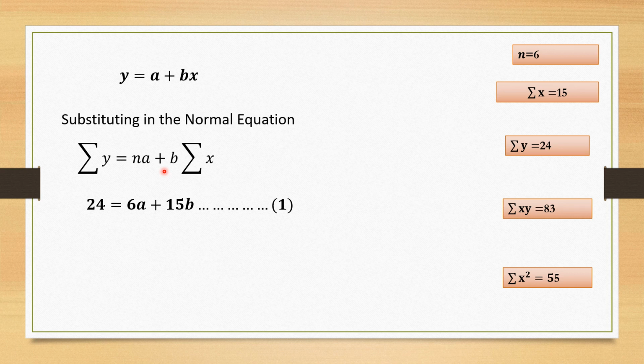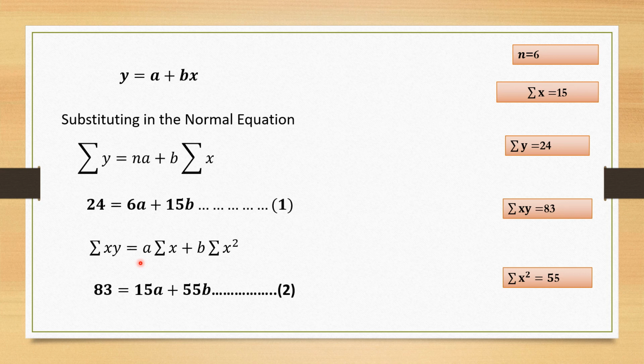Similarly, the second normal equation is got by multiplying by x and taking the summation. So we'll have summation xy is equal to a into summation x plus b into summation x square. Again substituting, summation xy, which is 83, is equal to a times summation x, which is 15, plus b times summation x square, which is 55. So we have got two equations in a and b. We have equations 1 and 2 in terms of a and b. Solve these two equations simultaneously.